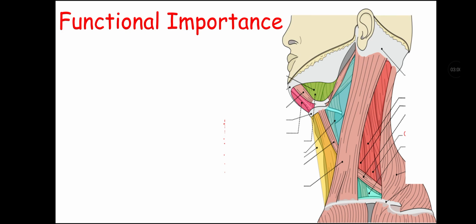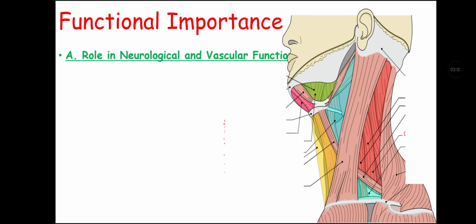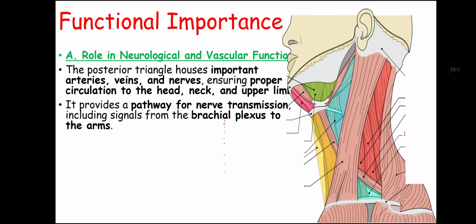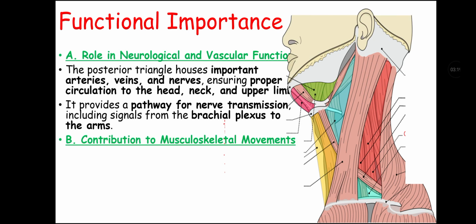Now let's talk about functional importance of posterior triangle. It has role in neurological and vascular function as the posterior triangle houses important arteries, veins, and nerves that ensure proper circulation to the head, neck, and upper limb. It provides a pathway for nerve transmission including signals from the brachial plexus to the arms.